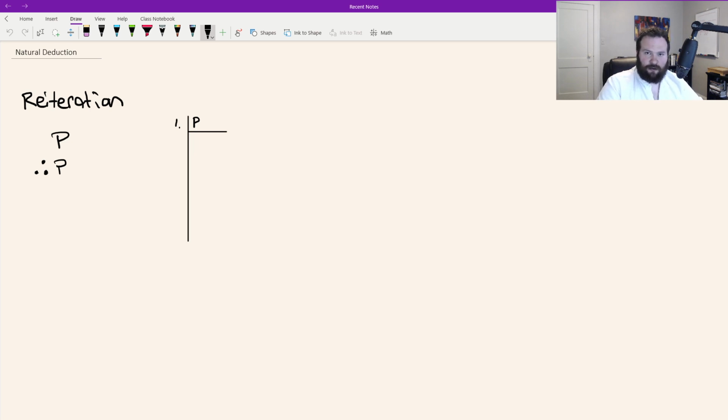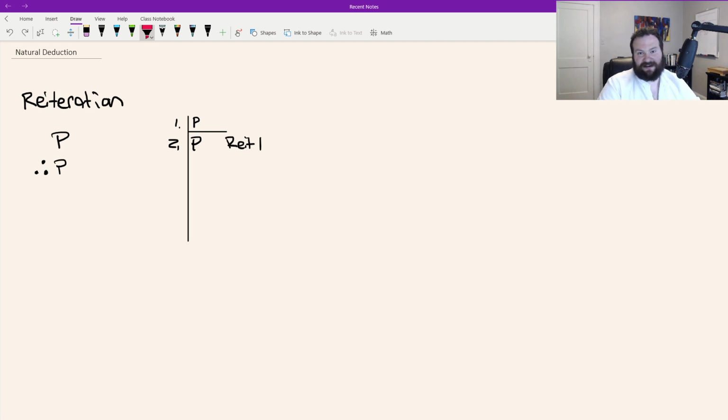Everything below a horizontal bar that's within the same scope of the vertical bar here is a product of that assumption. So on line 2, I can say P, citing reiteration, line 1. And that's it. I don't have to do anything else for this proof. I have shown that by assuming P, right, my horizontal bar here marks an assumption of the premises, I can derive P. Notice how my deriving of P is now under the assumption. That's what we're looking for. So this shows us, yeah, that's valid.